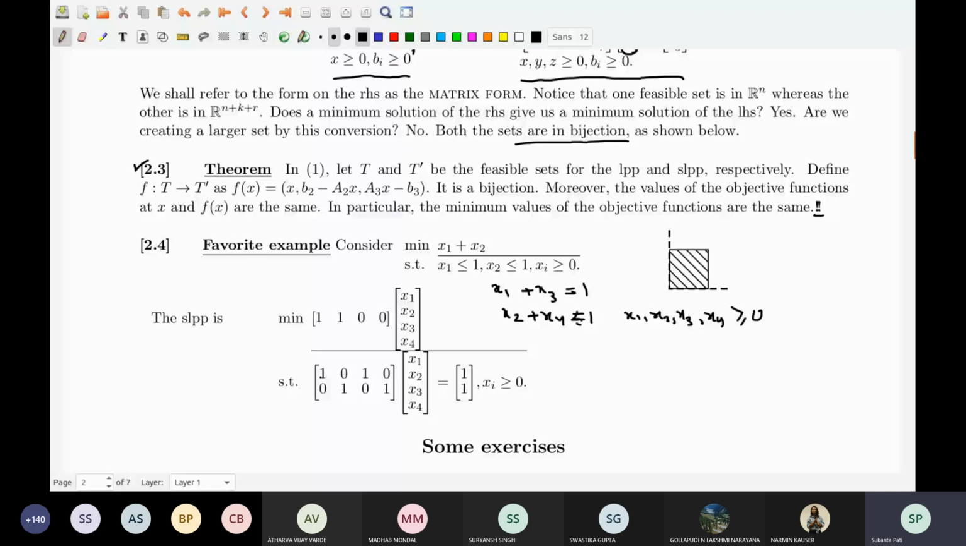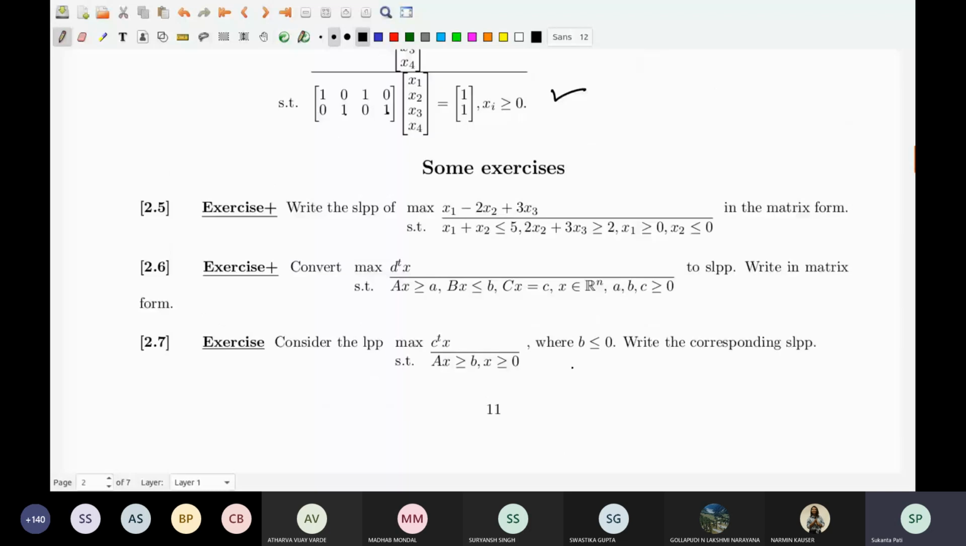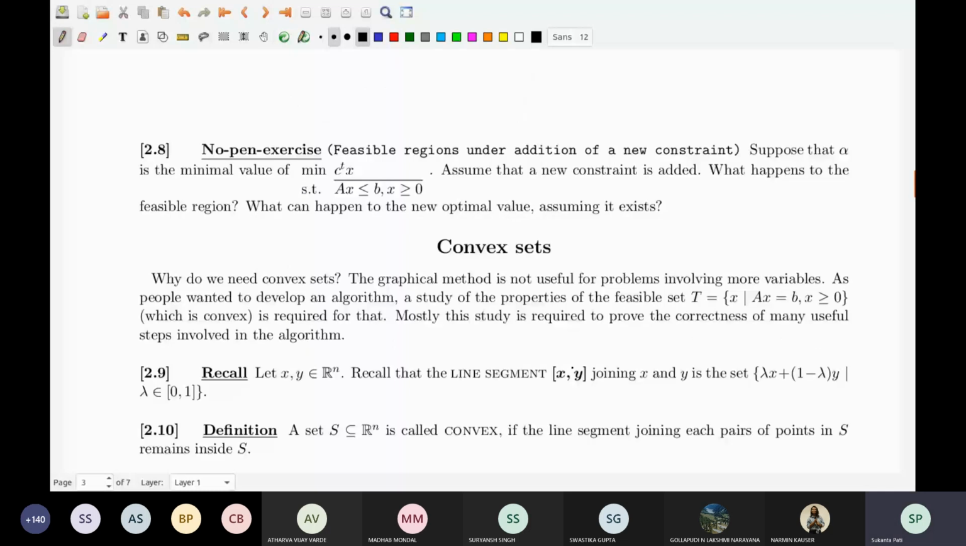Okay. So now you can practice one or two conversions, how to convert to matrix form. These are very, very routine. Somewhere you will see this no pain exercise, or I might have simply written no pain. It basically means this is a question that I want you to think about without touching your pen. Okay. Now this is about what.